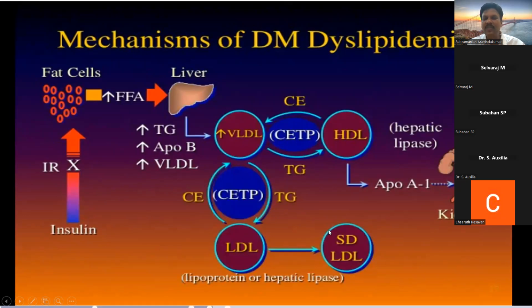This is what is called small dense LDL. The LDL numbers are not decreased, but the particles become small. Small dense LDL can break through the endothelial junction, because the endothelium has small gaps.